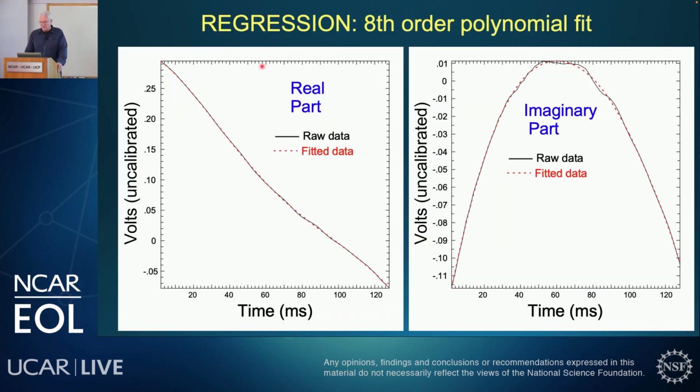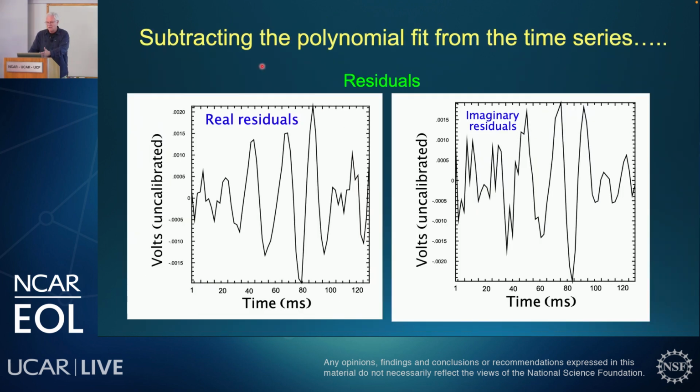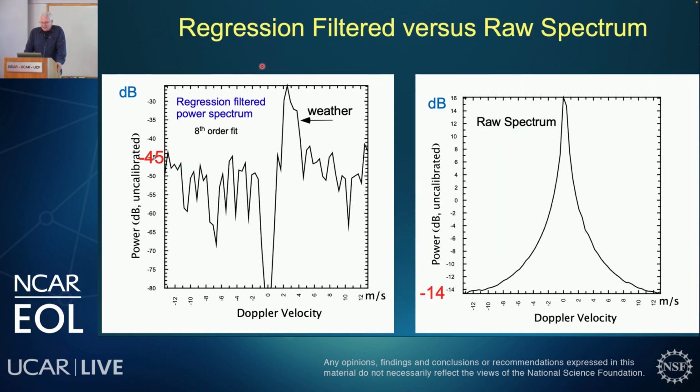So let's go ahead and compare the two techniques. First, we'll take a look at the regression model. We're going to do an 8th order fit to both the real and imaginary parts. There's the red line, there's the fit, you subtract them, and there are the residuals. You can see this oscillatory behavior of the signal. That's the small weather signal that's riding underneath there that we'd like to make an estimate of.